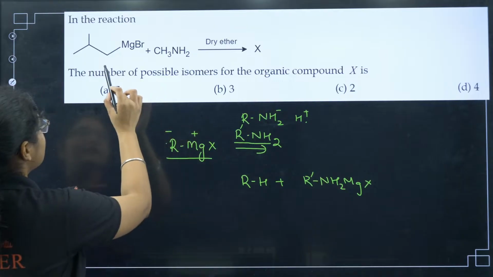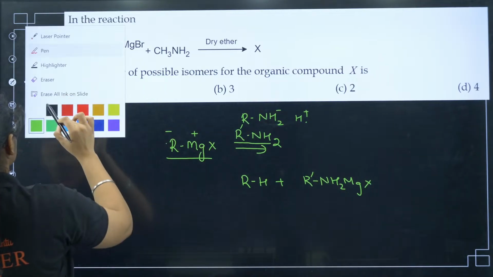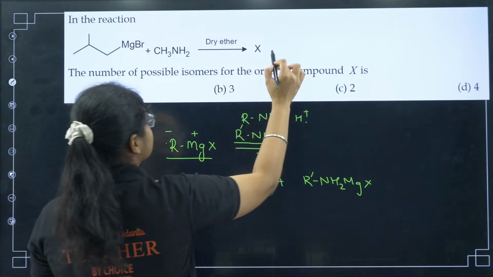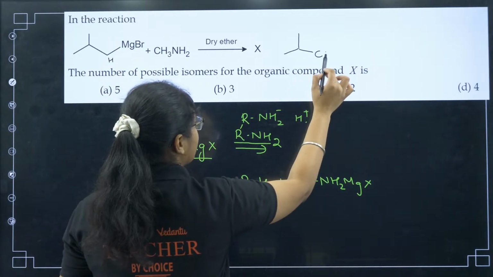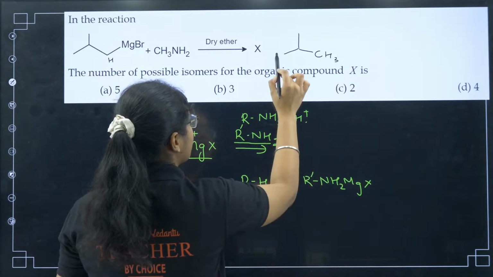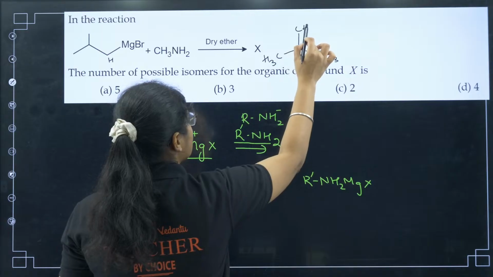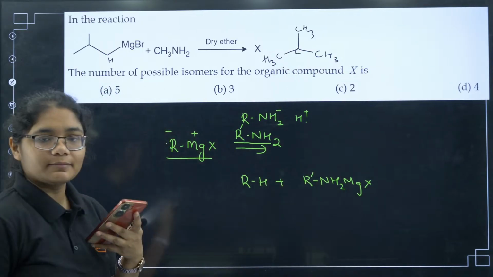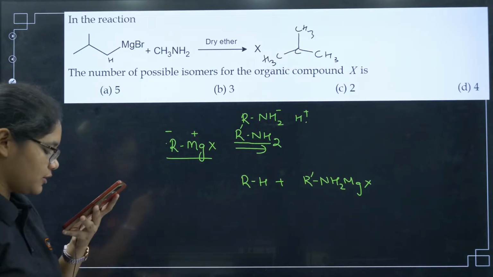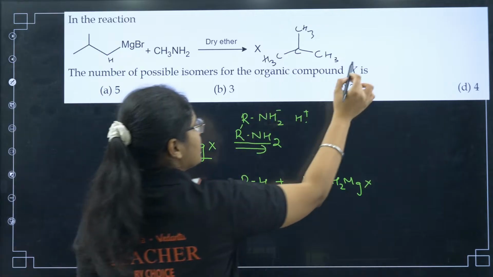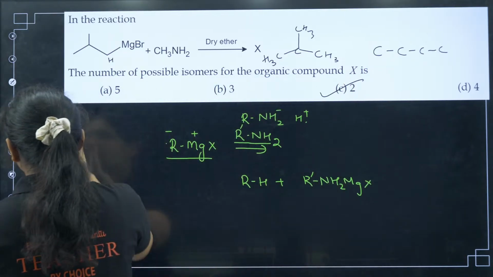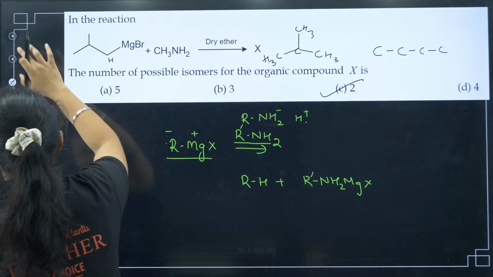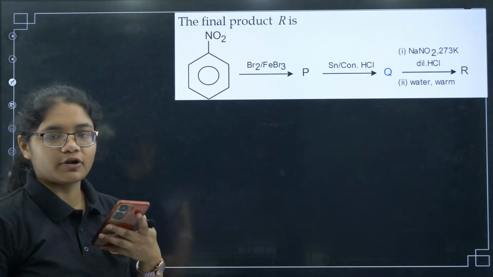So first, if I take this one, what will happen? You will get a product X like this. So I have to just add one H here. So I got a compound like this. This is a 4-carbon compound. What can be the other isomer of this one? I can have one more isomer where all the 4 carbons are in one chain. So that is option number 2 here. Okay, next question can we do from the amines chapter?